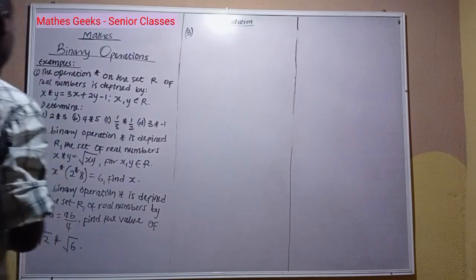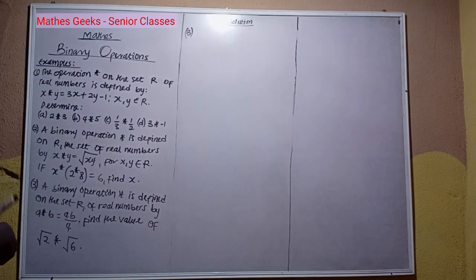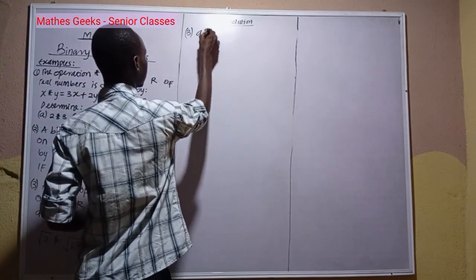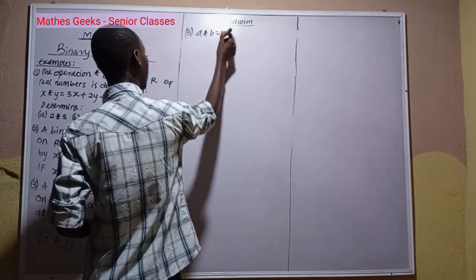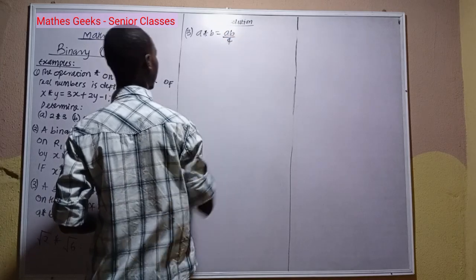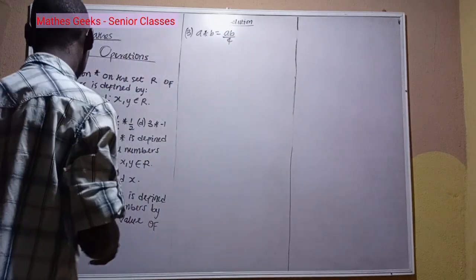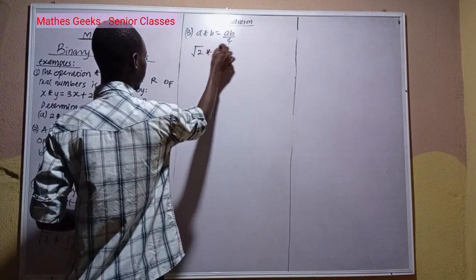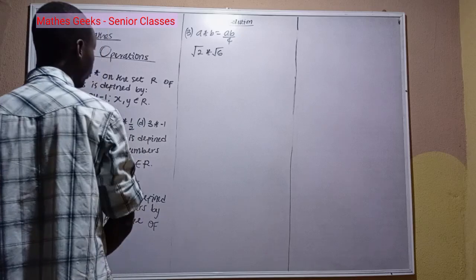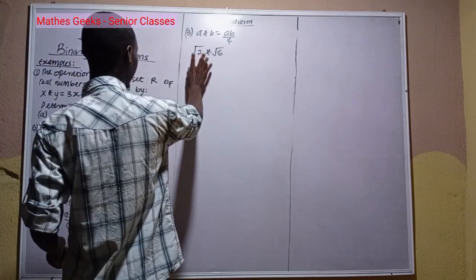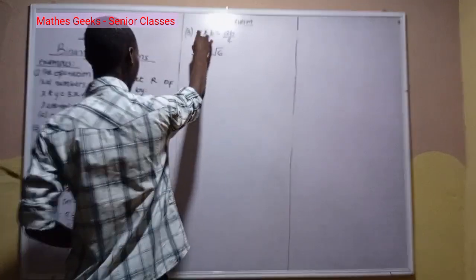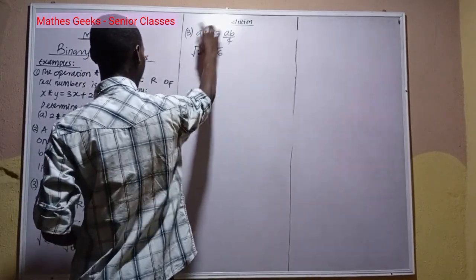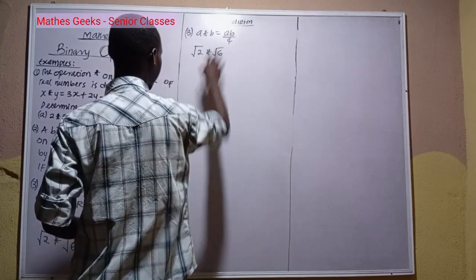A binary operation star is defined on the set R of real numbers by A star B equals AB over 4. Find the value of root 2 star root 6. As you well know already, root 2 is the value for A and root 6 is the value for B. So in this equation, A will be root 2 and B will be root 6.